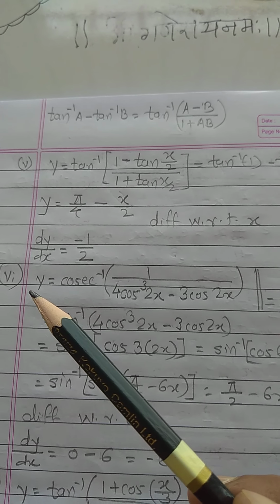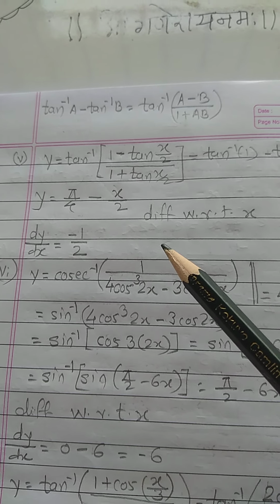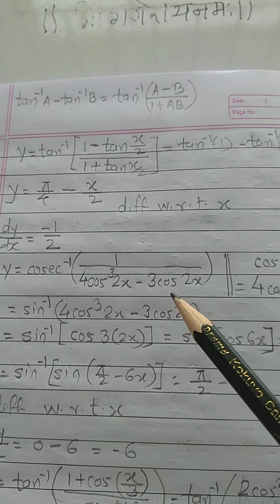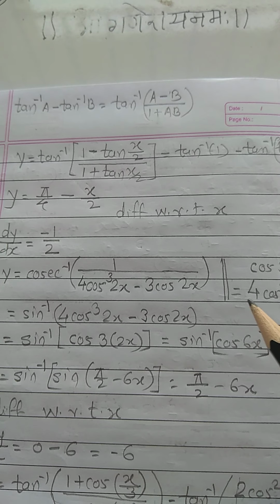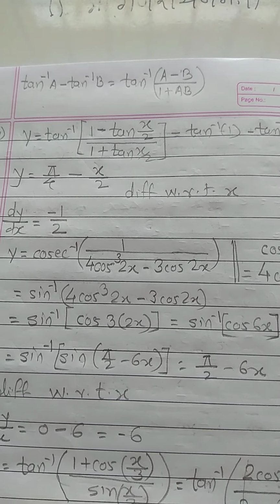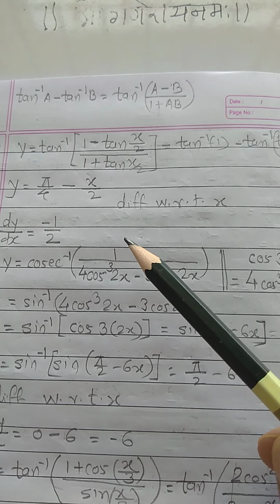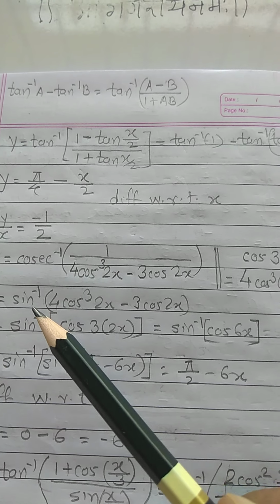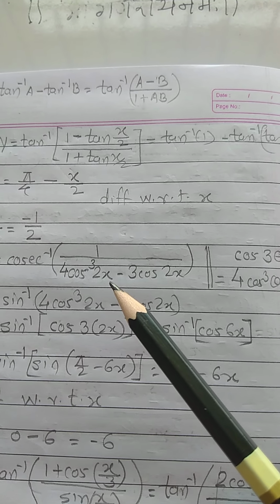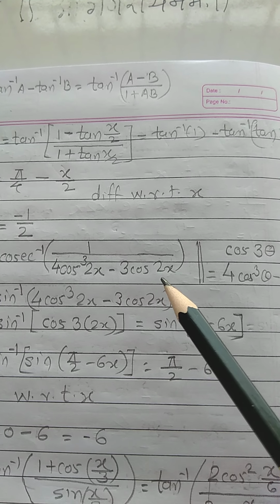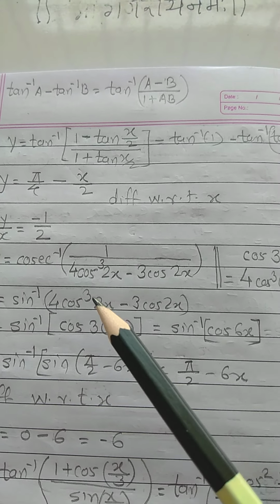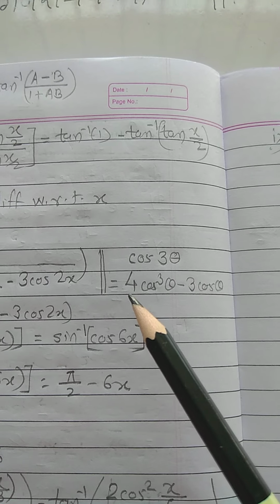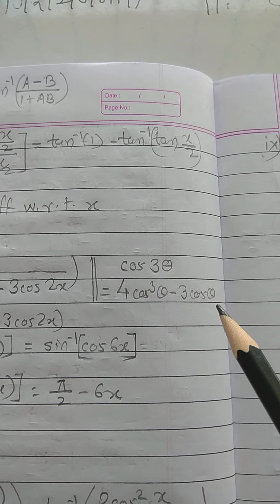Now Roman 6, y equal to cosec inverse of 1 upon 4 cos cube of 2x minus 3 cos 2x. Cosec inverse of 1 upon theta is always equal to sin inverse of theta. So cosec inverse of 1 upon 4 cos cube 2x minus 3 cos 2x is sin inverse of 4 cos cube 2x minus 3 cos 2x. We know that cos 3 theta is always equal to 4 cos cube theta minus 3 cos theta.